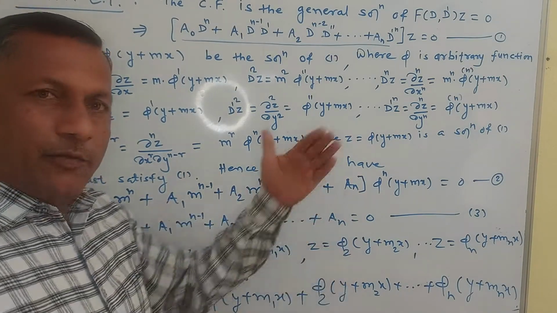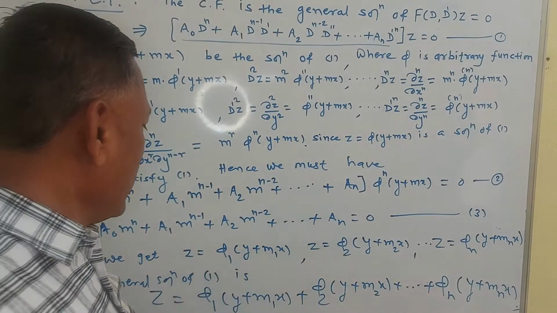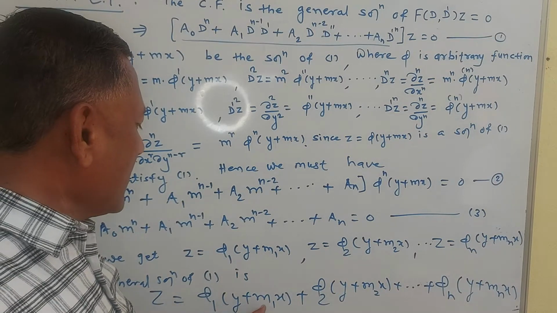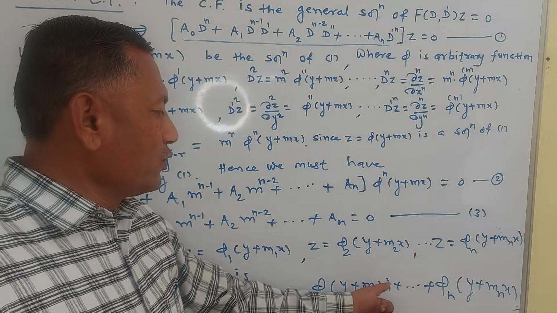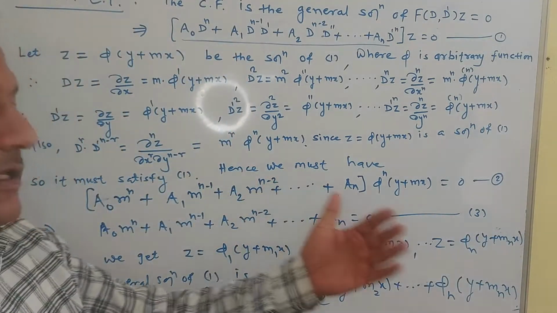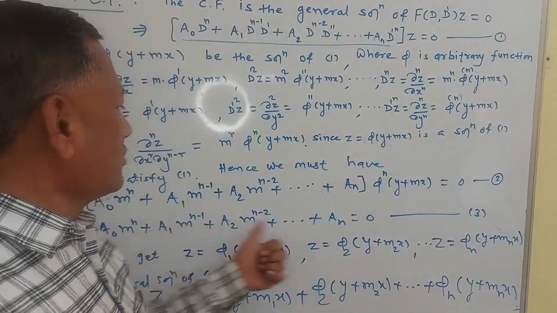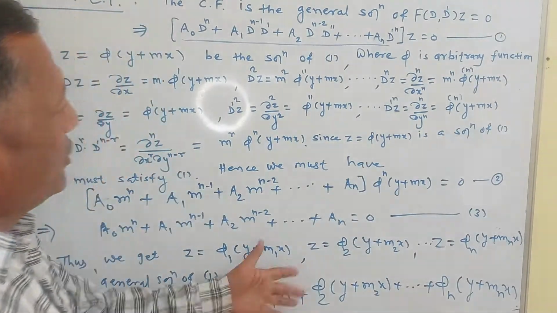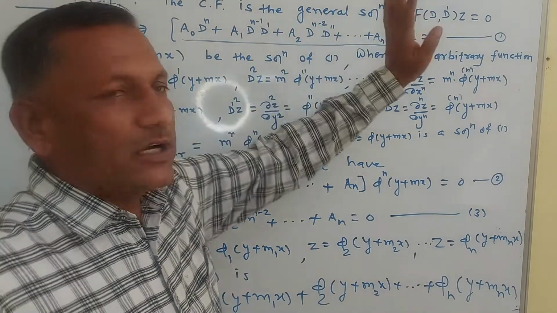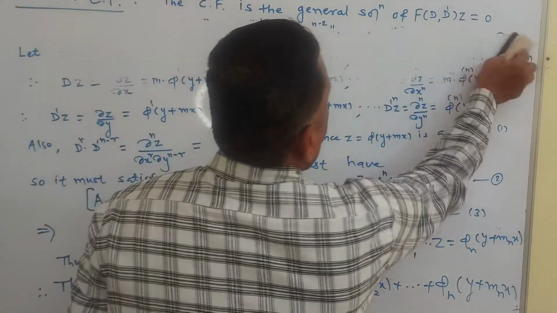From this auxiliary equation you find roots. From those roots you find its solution, and the general solution is given by z is equal to phi 1 of y plus m1x plus phi 2 of y plus m2x plus phi n of y plus mnx, where m1, m2, m3 and mn are the n roots of this auxiliary equation. So in this way you find the complementary function of f of D, D dash operated on z is equal to 0. Now we see one example.